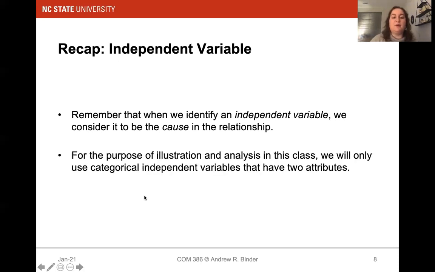So for the purpose of illustration and analysis in this class, we're only going to use categorical independent variables that have two attributes. So what that means is that you could have an independent variable that could have more than two attributes. So you could ask people if their favorite color is, or you could see if favorite color leads to something, and favorite color could be pink, green, purple. But for this case, we're sticking solely to pink and green, for example. You wouldn't add another attribute to that.